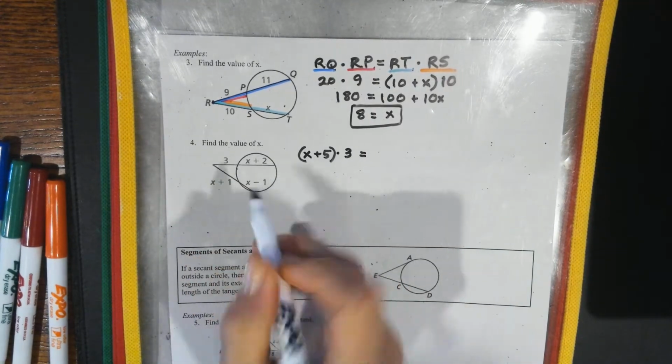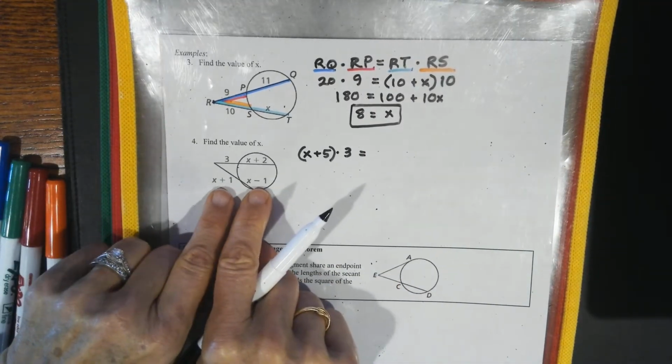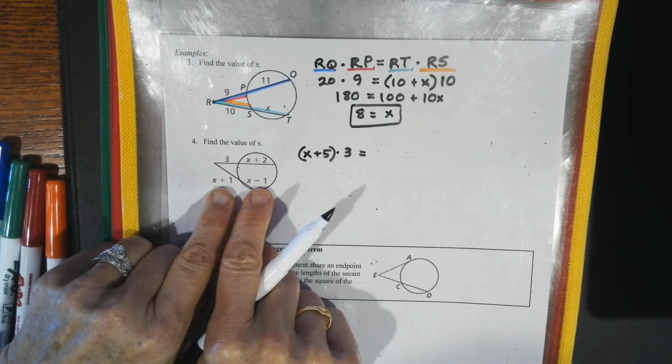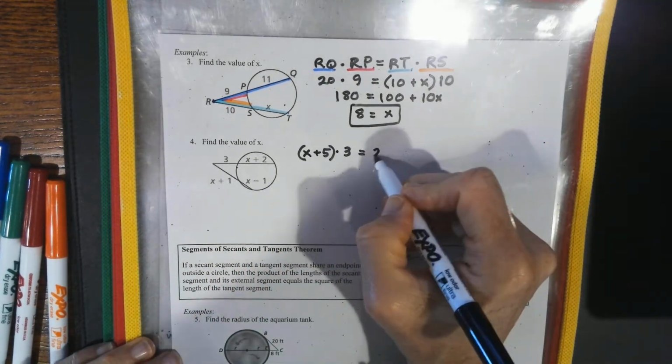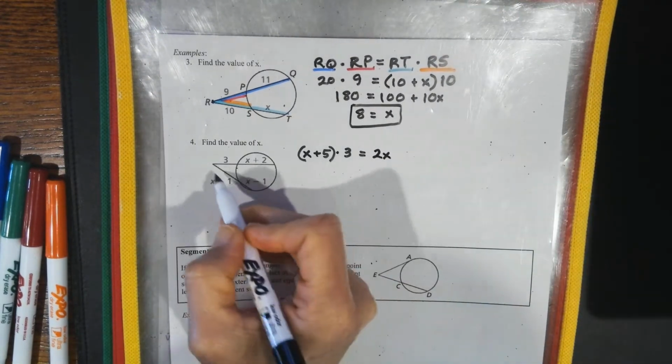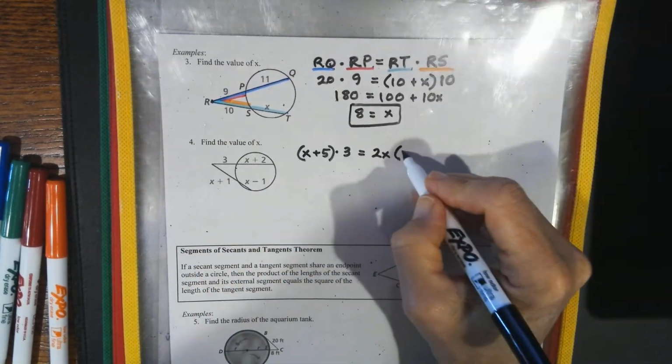The long part here is all 4 of these added together. So all 4 of these added together is x plus 1 plus x minus 1. That's just 2x. And then the outside part is x plus 1.